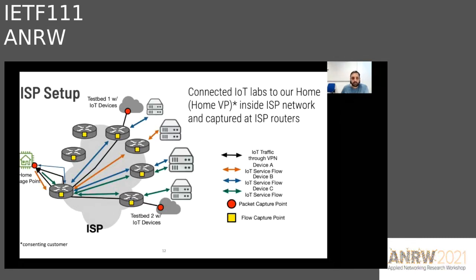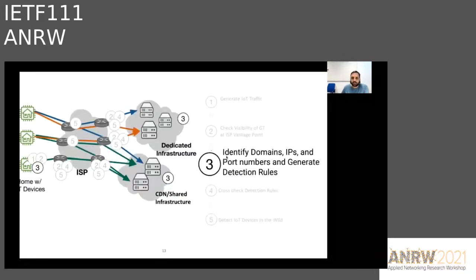We observe IoT activity from more than 64% of devices in our testbed in the ISP data set. The next step is to identify which domains, IP addresses, and port numbers that we have generated in the ground truth traffic can be used to generate detection rules for finding IoT devices.